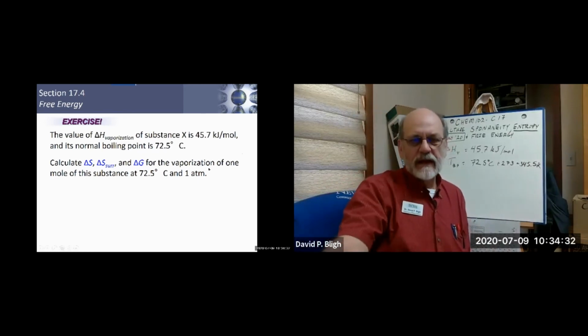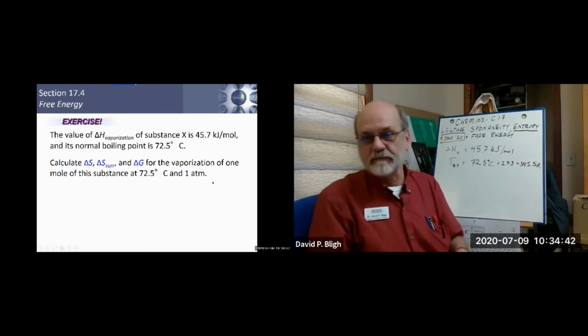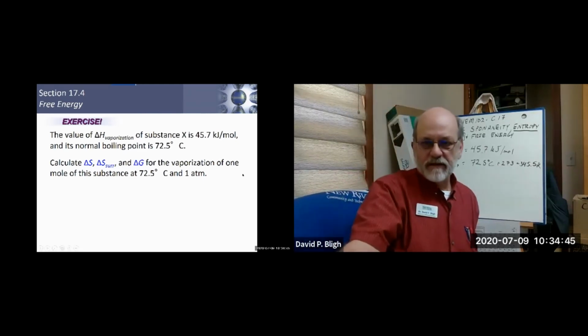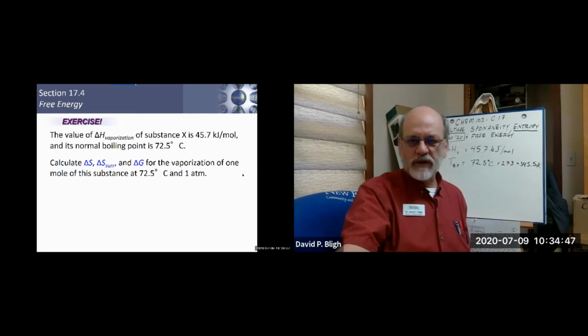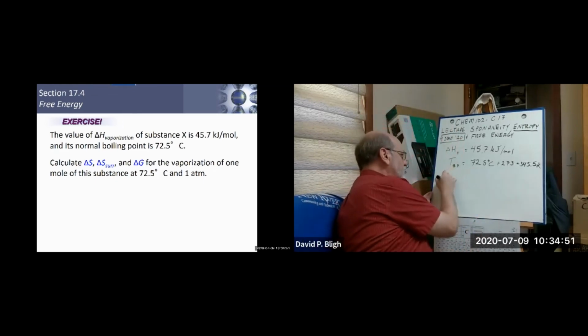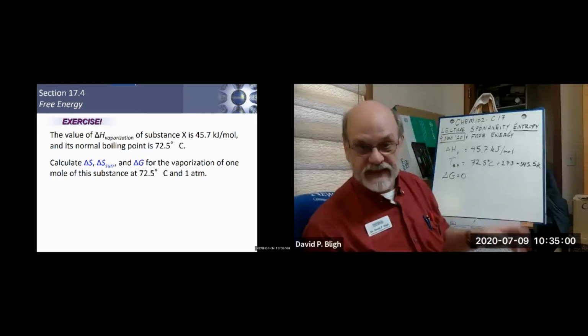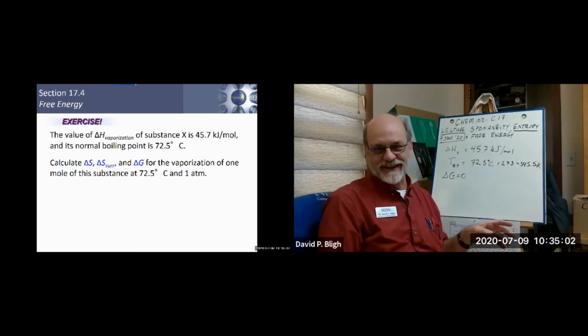Okay, let's calculate the total delta S, the delta S surroundings, and the delta G vaporization for 1 mole at the atmosphere. Okay. So under these conditions, what did we say about boiling point? Delta G is always 0 at the boiling point. Okay, that's the easy part. Delta G is 0.